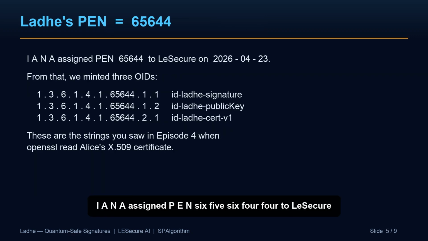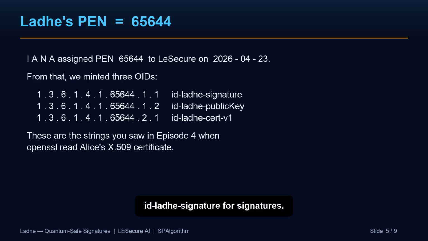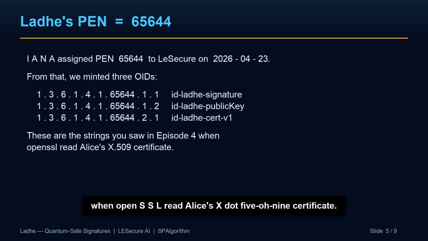IANA assigned PEN 65644 to LeSecure on April 23, 2026. From that we minted 3 OIDs. ID Ladhe signature for signatures, ID Ladhe public key for public keys, and ID Ladhe cert v1 for the certificate format. These are the exact strings you saw in episode 4, when OpenSSL read Alice's X.509 certificate.